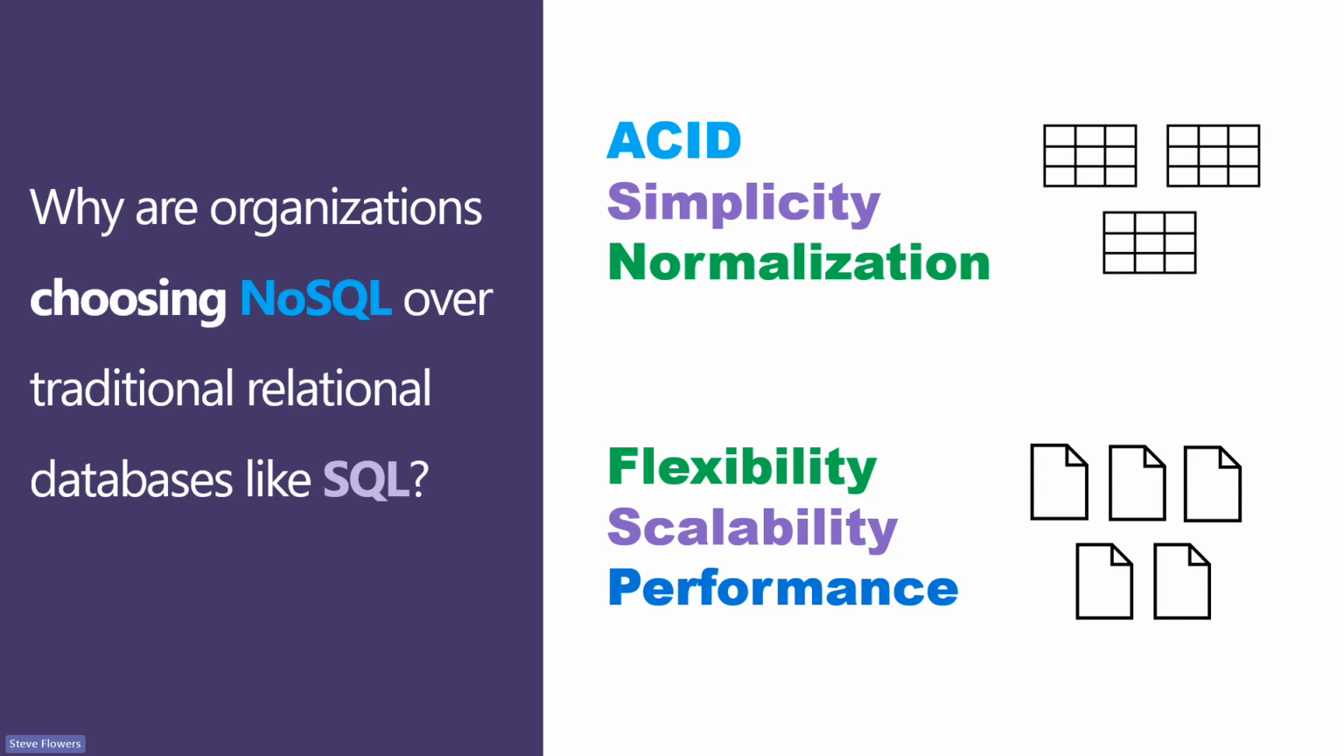And so why are organizations choosing NoSQL over traditional relational stores? If we look at this top graphic, we think about a traditional relational database system, and we think of tables, and we think of all the great stuff that comes with those. ACID compliance, they're very simple to maintain and operate and develop against. There's normalization, and all that is great. But what is that lacking? It's lacking the flexibility. It's lacking the performance.